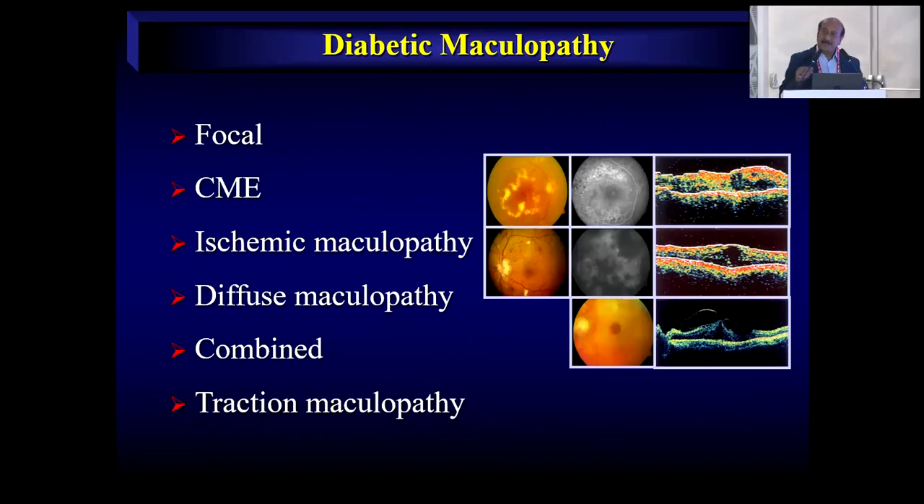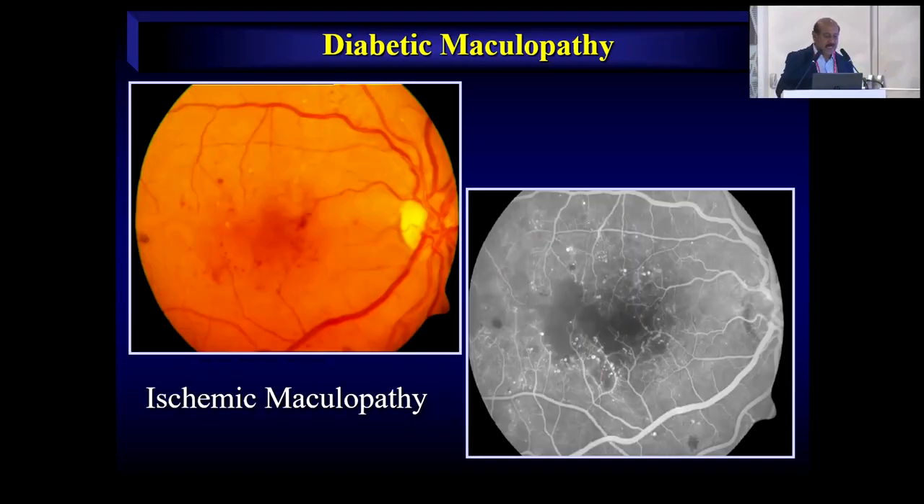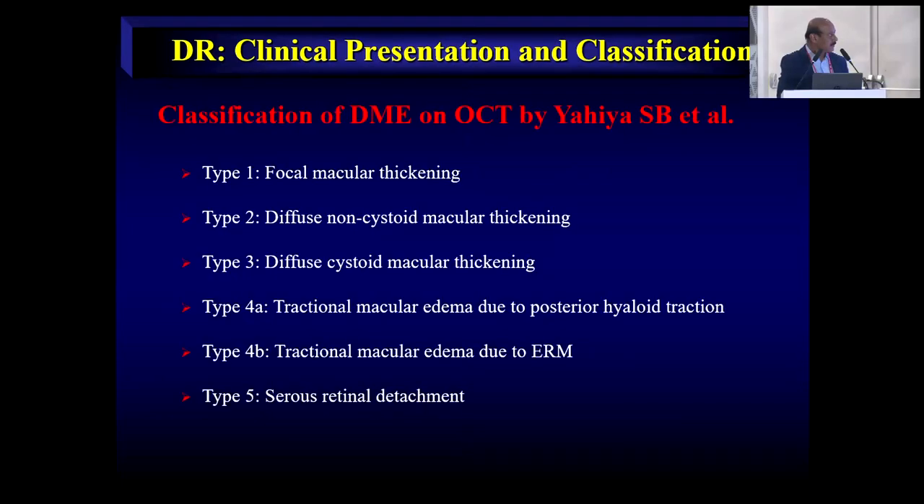And these are the types of diabetic macular edema. When you are seeing diabetic macular edema, see which type is involved. Is it focal or cystoid? By OCT you can identify. Ischemic, FA can identify. Diffuse diabetic macular edema is more than 2 disc diameters in area. A combined form or retraction maculopathy. You need to identify which type, because it also determines this is ischemic maculopathy.